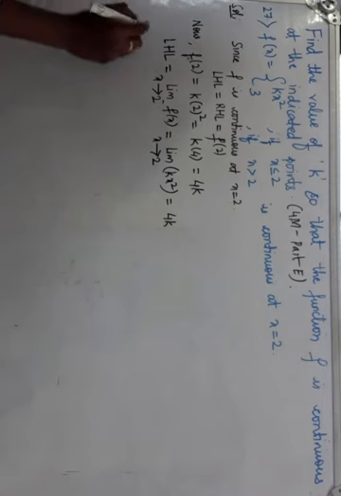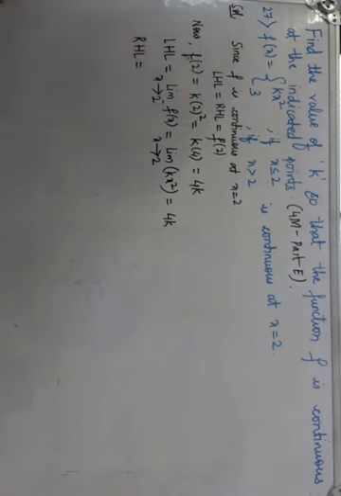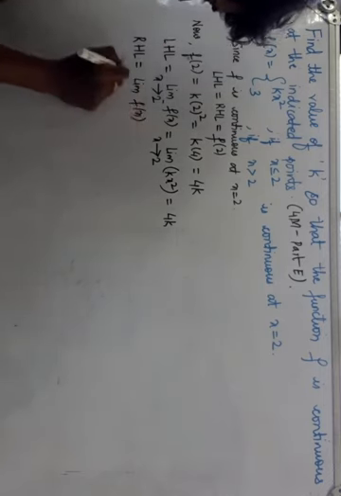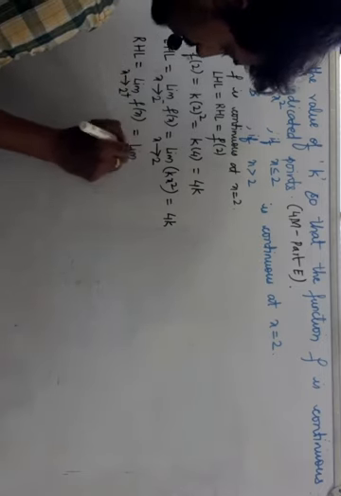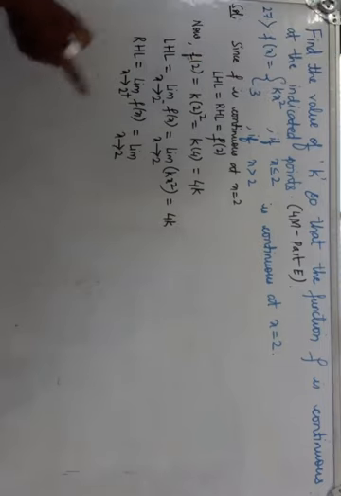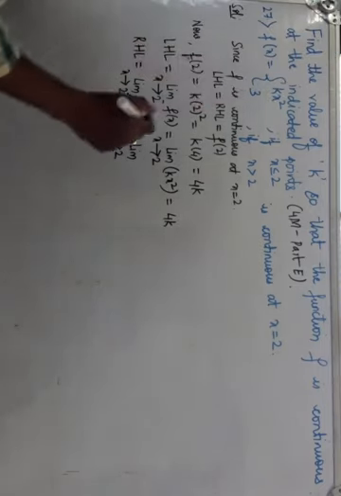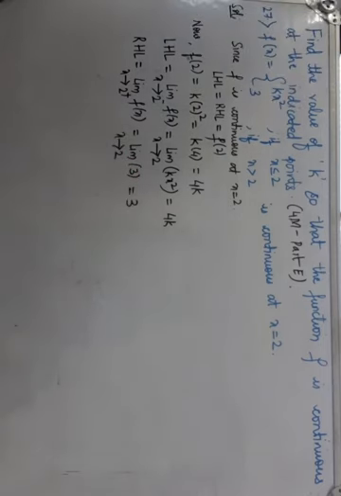So I calculate RHL also. Then I equate RHL and f of 2, or RHL and LHL. So RHL will be limit of the function f of x as x tends to 2 plus. So this will be limit as x tends to 2 plus, greater than 2 branch. Greater than 2 branch is the second branch. So f of x value is 3. The RHL will be 3.